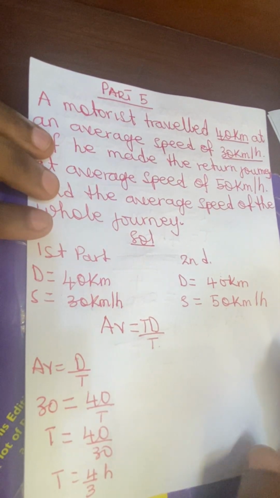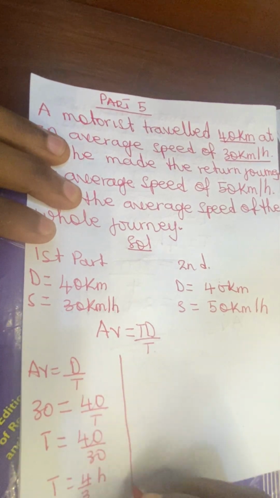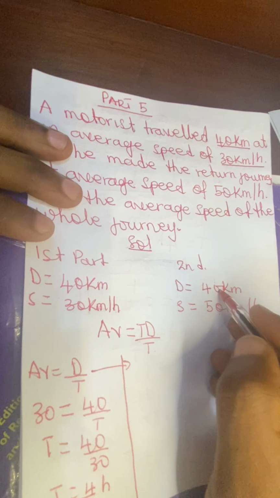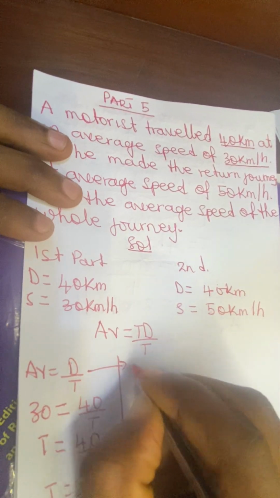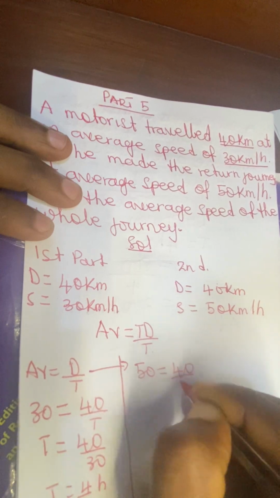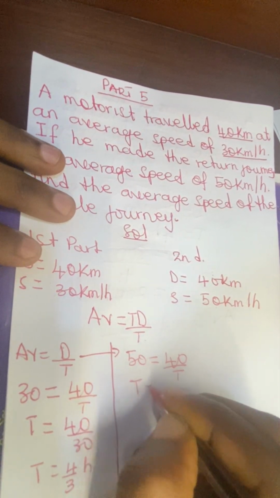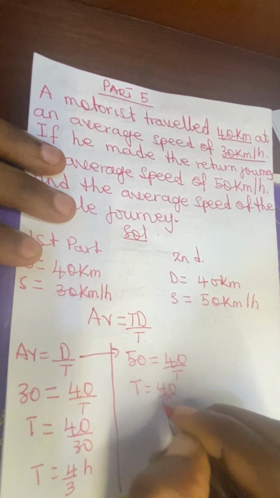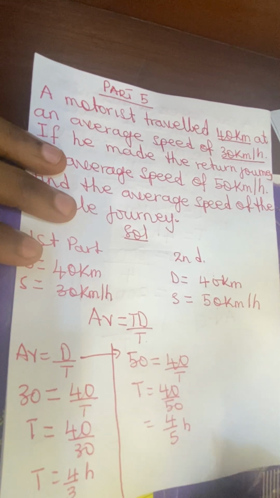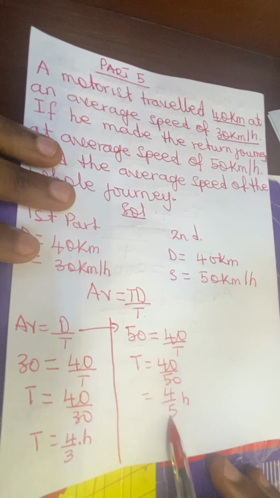Let's go to the second part of the journey and find the time as well. Over there too, we're given the distance as 40 and the speed as 50 km per hour, and the time we don't know. So by change of subject, our time is 40 over 50, giving us 4 over 5 hours. So we know the time for the first part and the time for the second part.